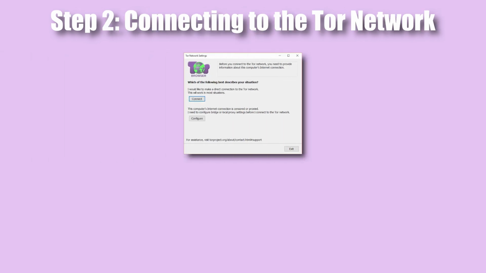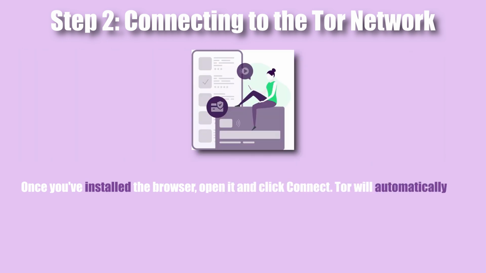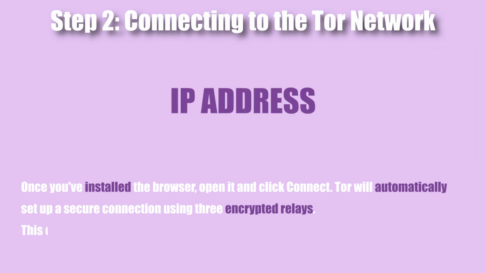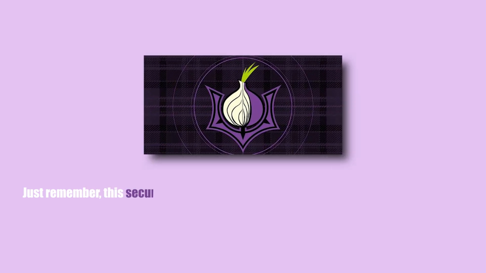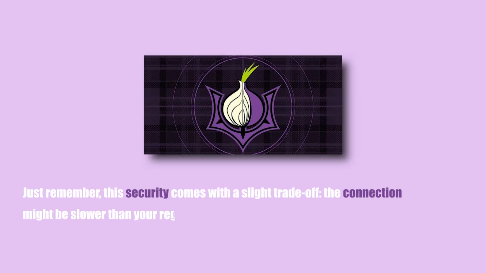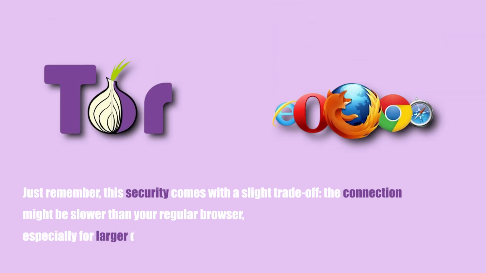Step 2. Connecting to the Tor network. Once you have installed the browser, open it and click Connect. Tor will automatically set up a secure connection using 3 encrypted relays. This ensures that your IP address is hidden and your activity remains anonymous. Just remember, this security comes with a slight trade-off. The connection might be slower than your regular browser, especially for larger downloads.